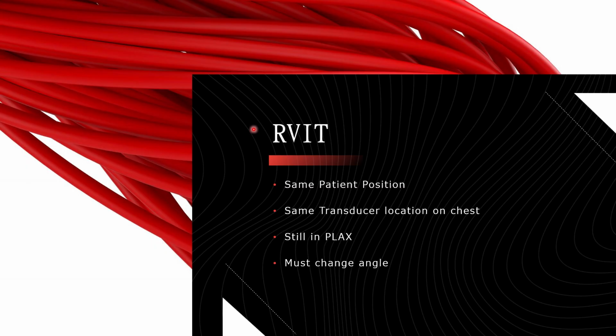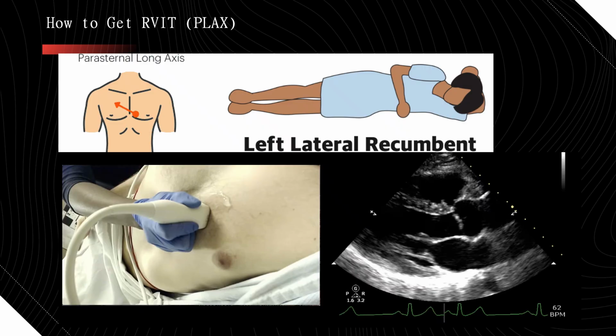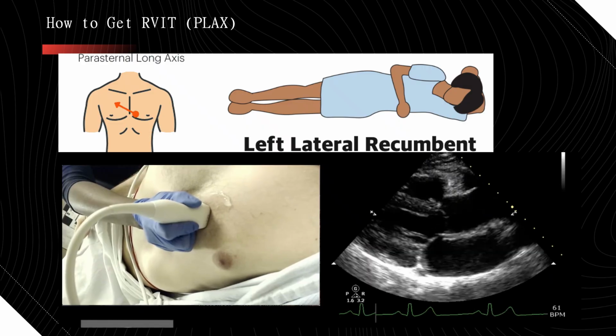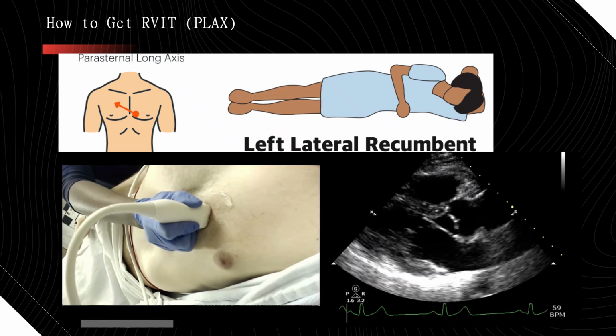Right ventricle inflow tract, RVIT, is the same patient position, same transducer location on chest, still in parasternal long axis. We're just changing the angle. How to get RVIT. We're going to be in the same position and everything.